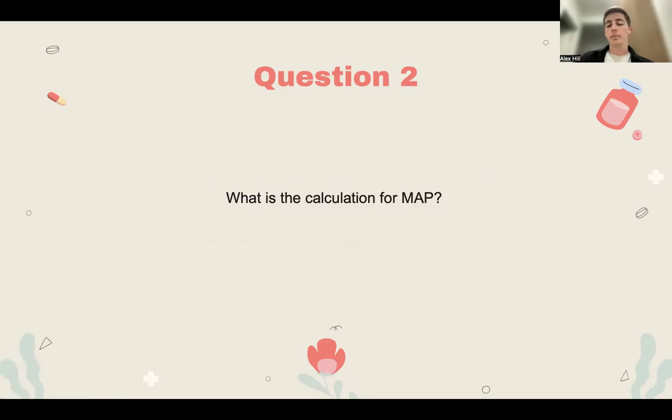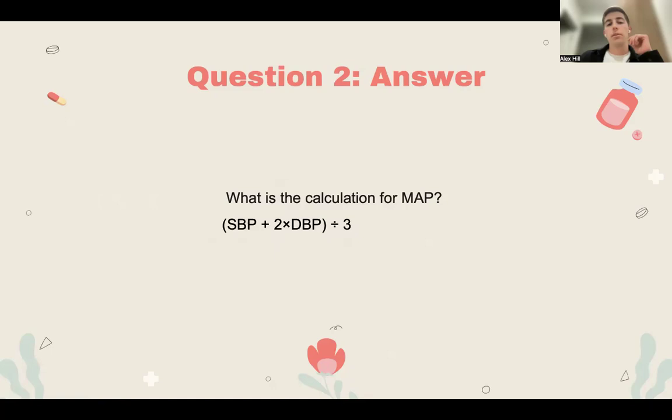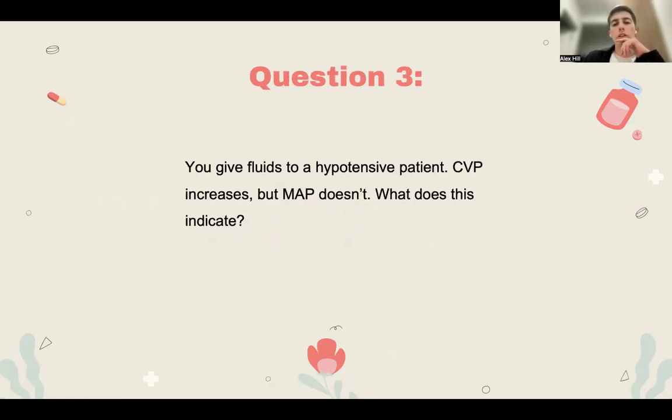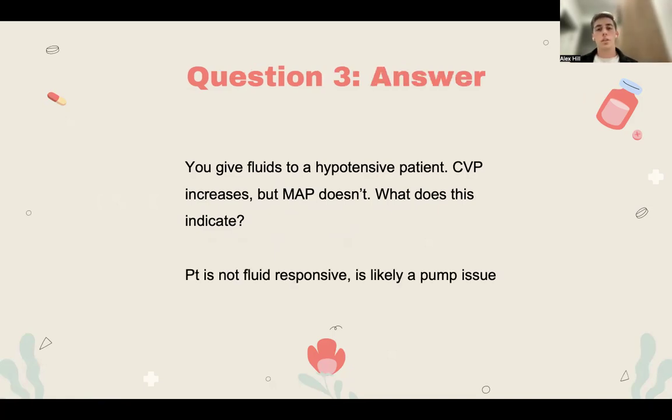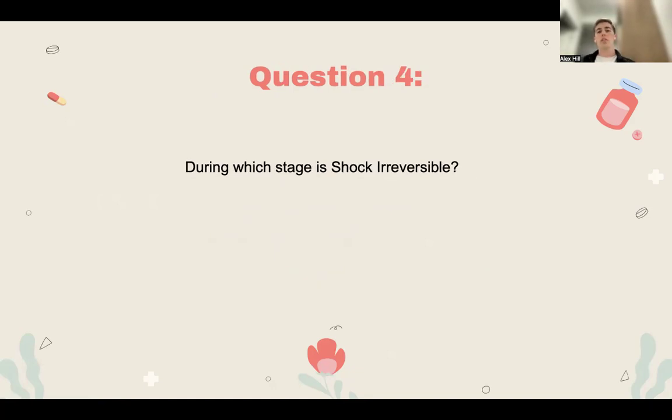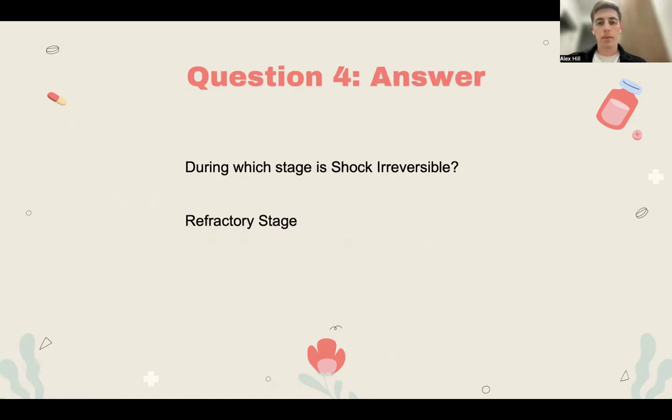What is the calculation for MAP? 1, 2, 3, remember? So systolic plus 2 times diastolic divided by 3. You give fluids to a hypotensive patient, CVP increases. Makes sense, but MAP doesn't. What does this indicate? If MAP doesn't increase, and the blood is backing up into the venous system, must be a problem with the pump, which is what kind of issue? Pump issue, cardiogenic. During which stage is shock irreversible? It's just a memorization one, stage 4, refractory.